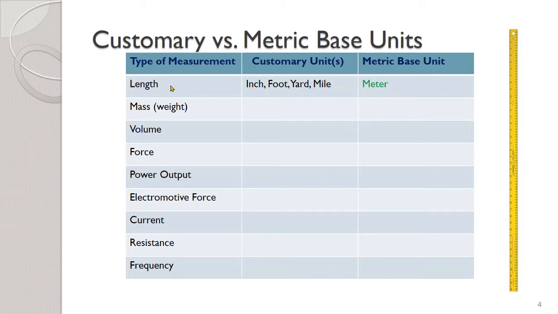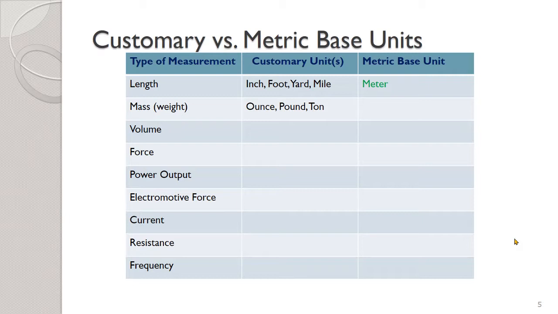What about mass or weight? When we talk about mass and weight in the customary system, we have ounces for things that are light, pounds, and tons. In the metric system, everything is based on the gram, and a gram is about the weight of a paper clip, so it's a pretty small unit. We often measure in kilograms, which would be 1,000 of those grams, and we're going to talk more about that in a minute.